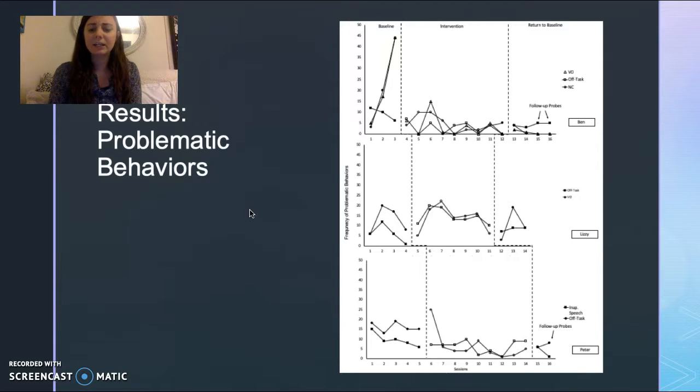For Lizzie, she produced no significant changes in her behaviors, as both her off-task behaviors as well as verbal outbursts produced similar levels and variability as those depicted in her initial baseline conditions. Peter did display decreases in both his inappropriate speech and off-task behaviors compared to his initial baseline conditions.